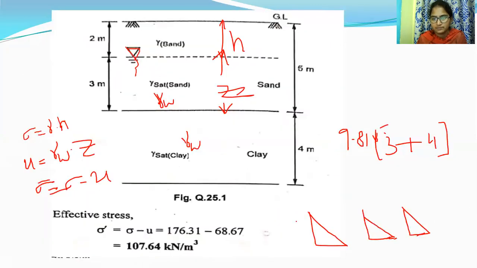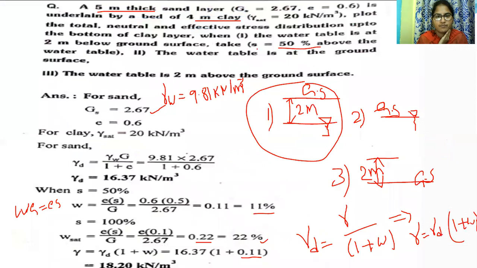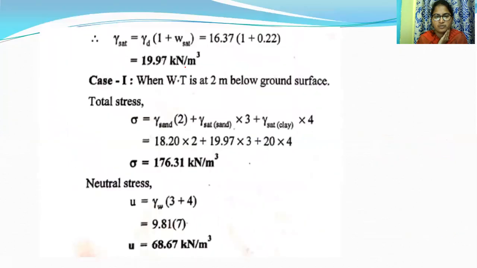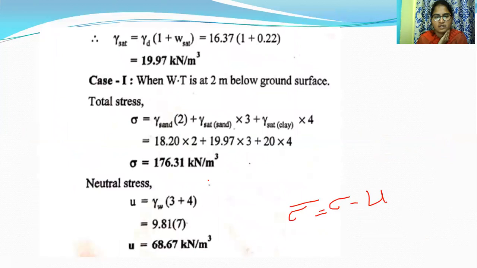So here, drawing total, neutral and effective stresses, the effective stress is 107.64 kilonewton per meter cube. Next, the second one mentions only the distribution up to the bottom of the layer. Already here we can draw these diagrams.